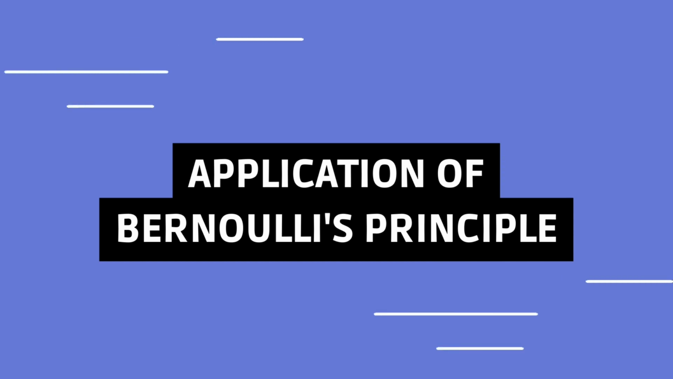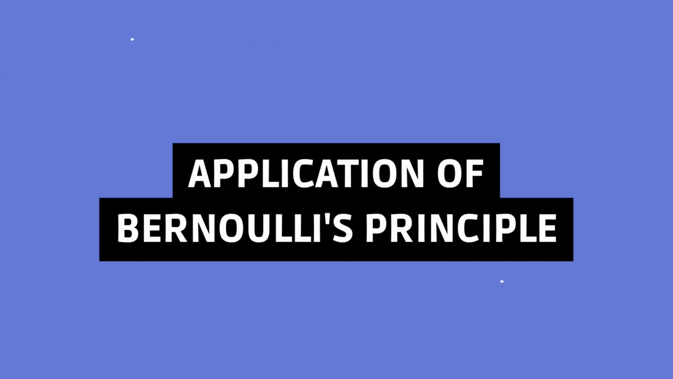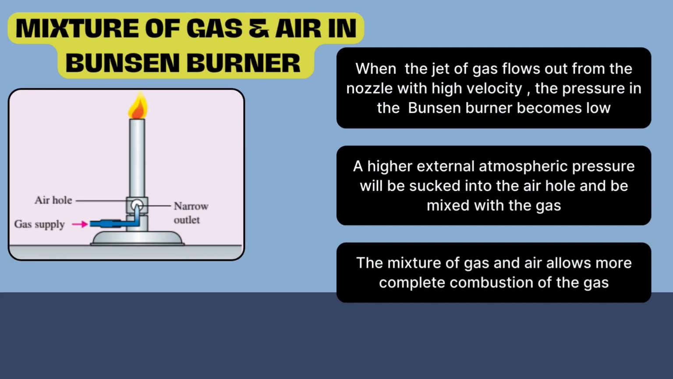The Bernoulli principle is widely used in our daily life without our consent. So let's check out the applications. Okay, first is the situation when we are using a Bunsen burner in a lab or somewhere else. When we open the gas supply, the gas will flow out with high velocity in the Bunsen burner, so it will create low pressure in the Bunsen burner.